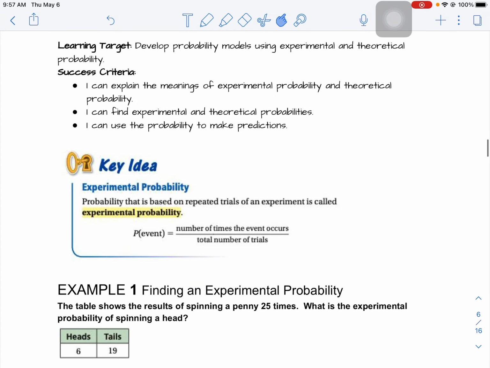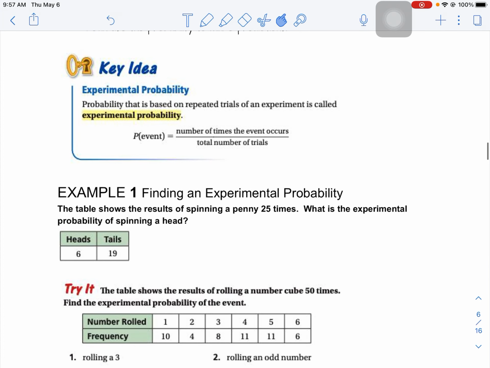All right, so the first thing here, we're going to look at experimental probability. Probability that is based on repeated trials of an experiment is called experimental probability. So you're taking the probability of the event, which is equal to the number of times the event occurs over the total number of trials. Okay, so here's an example.